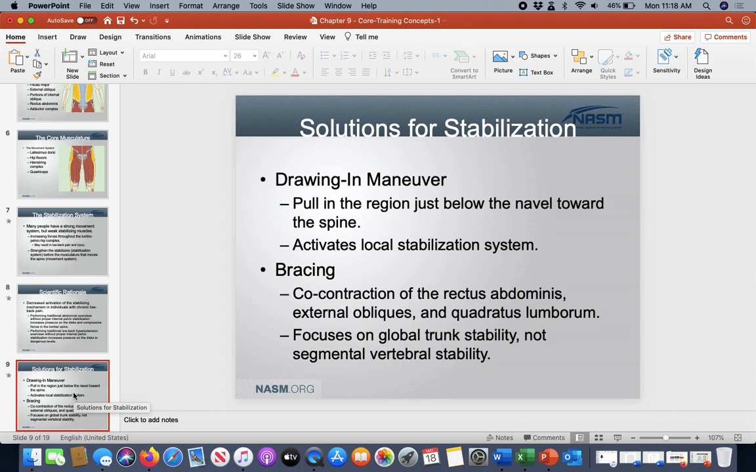And then bracing is a little bit different than drawing in, where drawing in is more about the breathing aspect. You're using the local stabilizers, but with bracing, you're basically causing the spine to become stable. I like the word locked, but locked can sometimes mean something negative. Really, what we're doing is using the global muscles of the rectus abdominis, the external obliques, and the quadratus lumborum, through the use of the diaphragm, to brace that central region of the lumbar spine so that your spine stays.